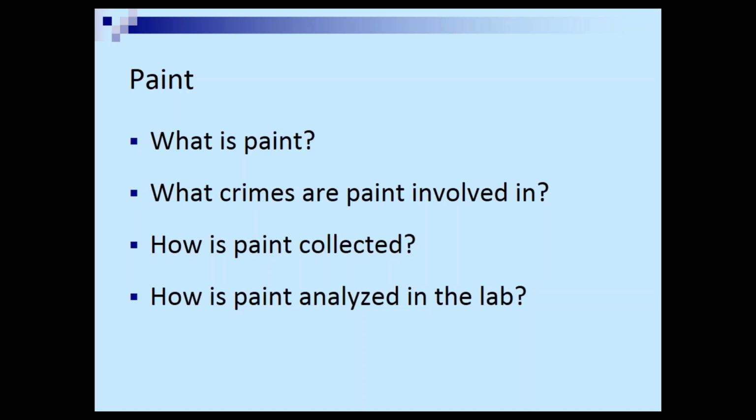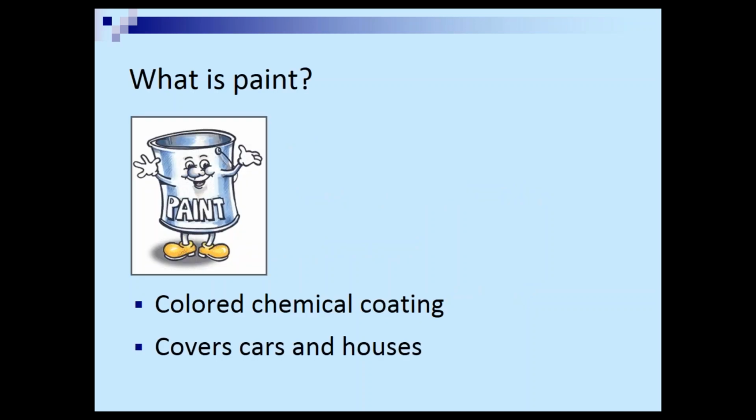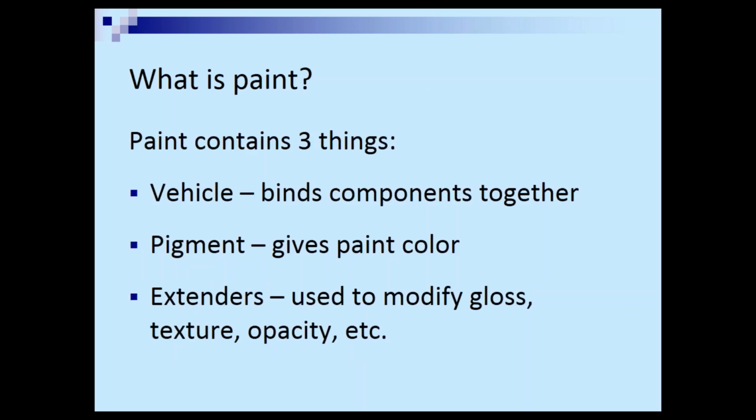Okay, paint. Let's keep this up, Dr. Linville. What is paint? What crimes are involved? Paint is a colored chemical coating. It covers cars and houses. Okay, that's not very helpful.